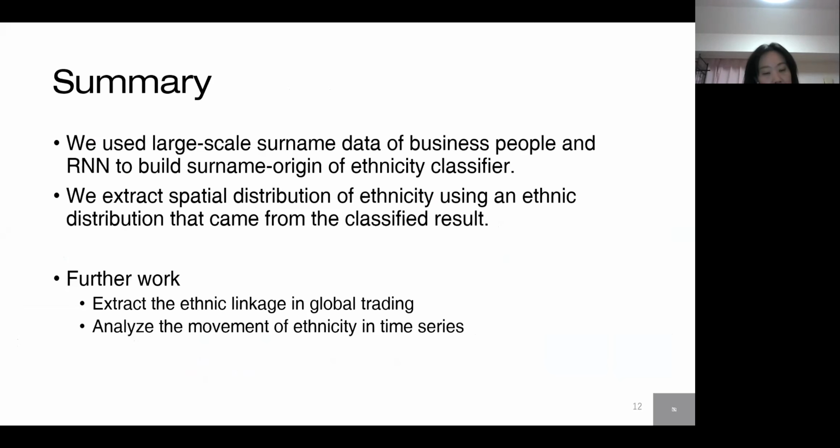And this is the summary. We used large-scale surname data of business people and an RNN to build a surname origin of ethnicity classifier. We extracted the spatial distribution of ethnicity using the ethnic distribution that came from the classifier. And this is the further work.